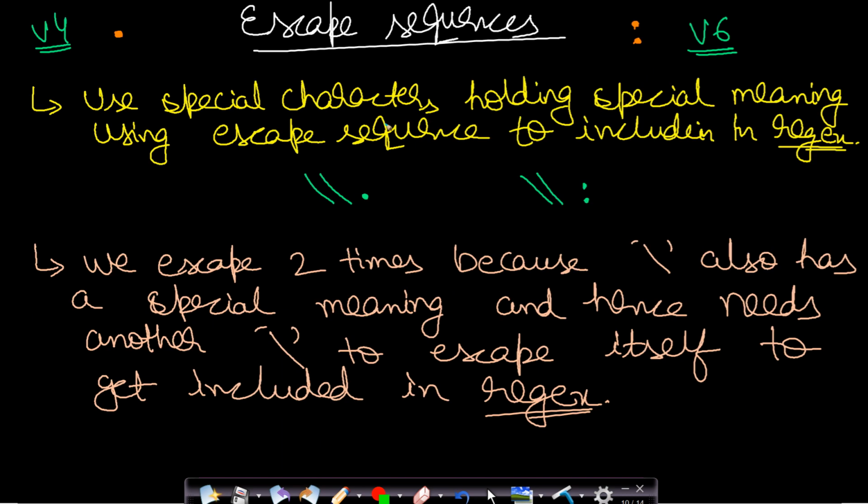Let us now look at escape sequences. In IPv4, you need a dot as a separator, and in IPv6 you need a colon as a separator. So you cannot use them directly in your expression because they hold special meaning. If you want to use special characters holding special meaning, then we need to use escape sequences to include them in our regular expression.